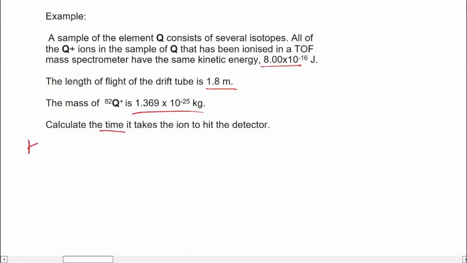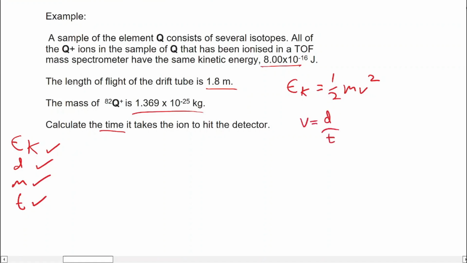So now we have the kinetic energy, we have the distance now, we have the mass, we have all these things, but we need to find the time. So if we know that EK equals half mv squared, then what we're going to do is we're going to find V again, and we're going to put V into V equals distance divided by time, but this time we're going to find time instead of distance. So it follows a very similar process.